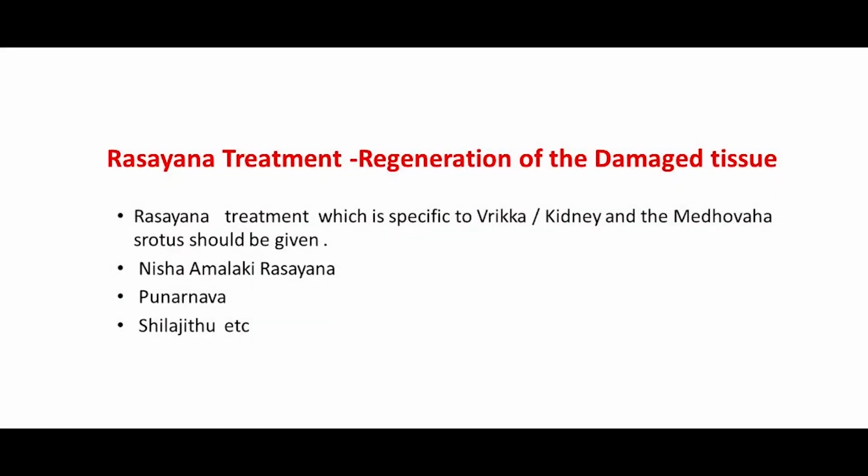Next, Rasayana treatment is one more mode of treatment, for regeneration of the damaged tissue. There is some degeneration, some damage to the glomerulus and nephrons, and that has to be corrected. So we have to go for Rasayana treatment. Rasayana specific to the vruka, the kidney, and the Medovaha Srotas should be given, and Nisha Amalaki Rasayana is the drug of choice as far as my treatment is concerned. Punarnava and Shilajit preparations are the best Rasayana drugs aimed at the urinary system, that is, the Medovaha Srotas.